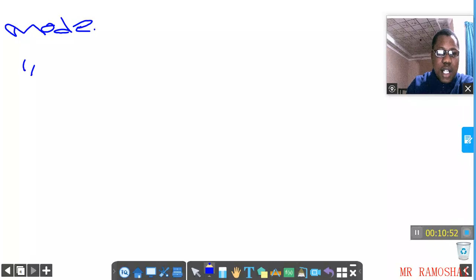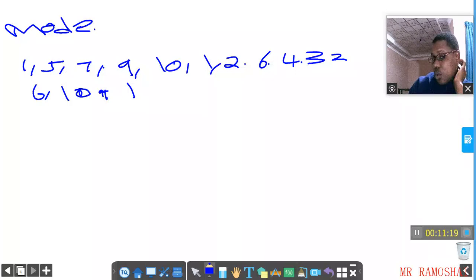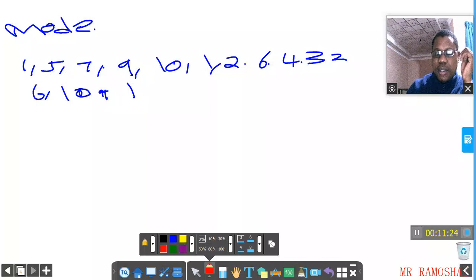So I'm going to say 1, 5, 7, 9, 10, 1, 2, 6, 4, 3, 2, 6, 10, 1. Now here's our data. We're going to check the number that appears the most in this data so that we know that this number is the mode. We are not saying the numbers, we say a number that appears the most, right?